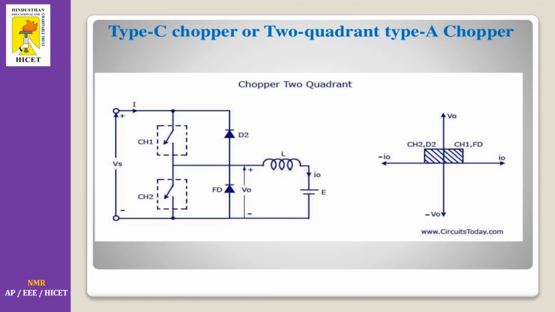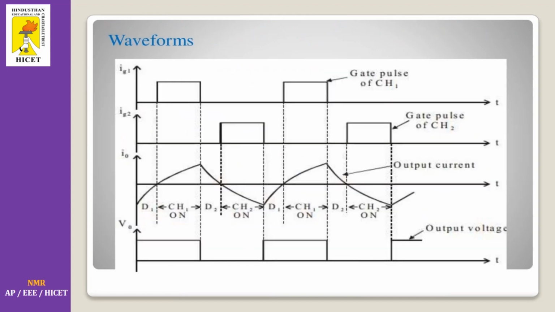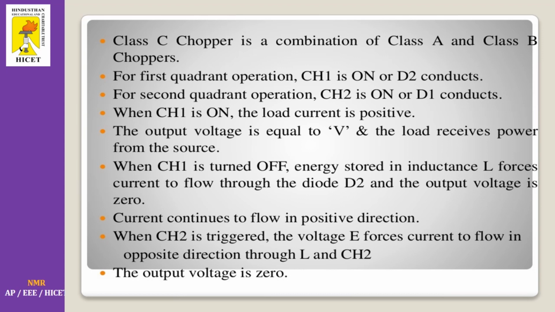Type C chopper. Type C chopper is a combination of Type A and Type B chopper. It is also called as two-quadrant Type A chopper. The circuit diagram of Type C chopper is shown in the figure. The circuit consists of chopper 1, chopper 2, freewheeling diode, diode D2, inductor L and the battery E. The waveform is shown in the figure. Class C chopper is a combination of Class A and Class B chopper.